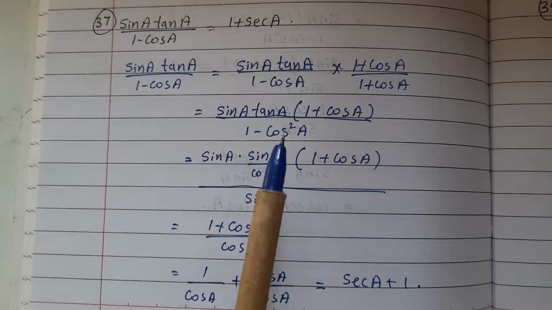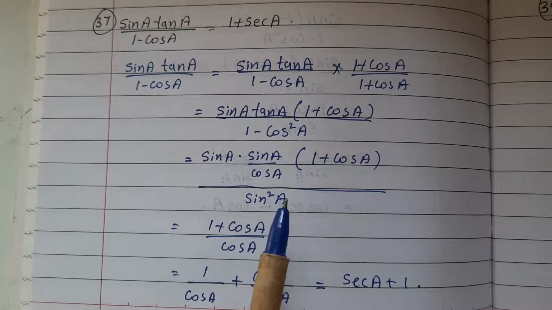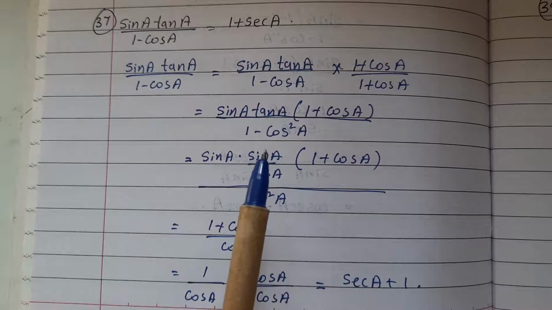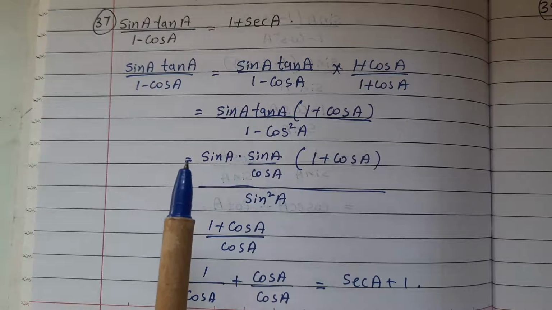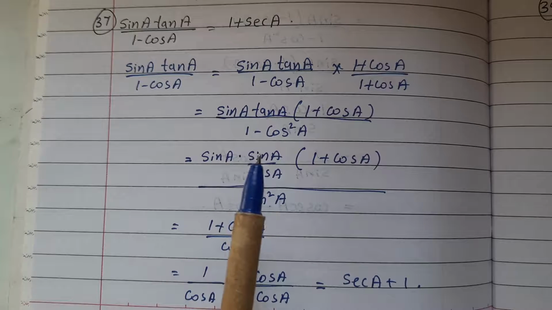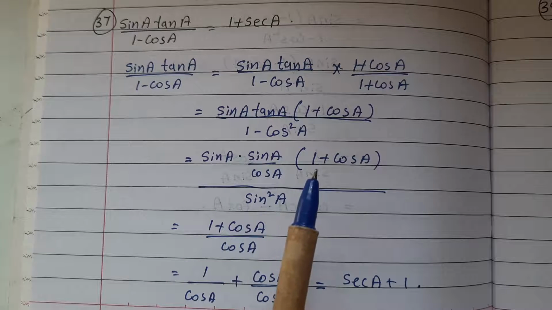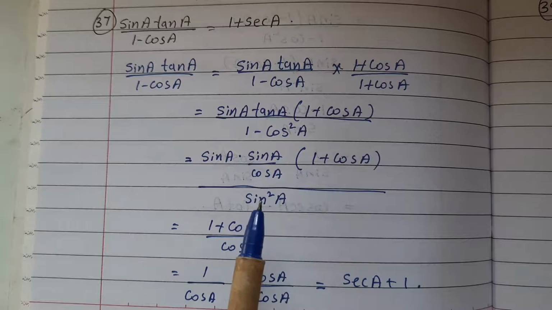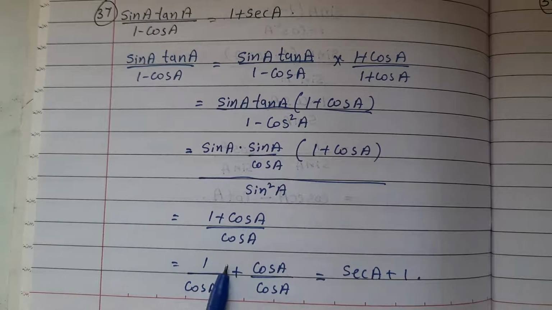1 minus cos square a is sin square a, and tan a is sin a upon cos a. So we get sin a into sin a upon cos a into 1 plus cos a upon sin square a. Sin square a cancel each other, and 1 plus cos a upon cos a remains, which is equal to 1 upon cos a plus cos a upon cos a. 1 upon cos a is sec a, plus 1, equal to the right hand side.